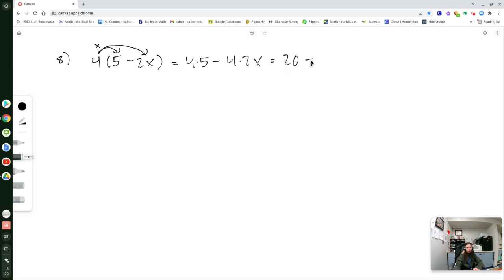4 times 5 is 20. 4 times 2x makes 8x. So my final expression is 20 minus 8x. I just multiplied 4 by each thing in the group. Sorry, that was actually question 7 also. That was my bad.